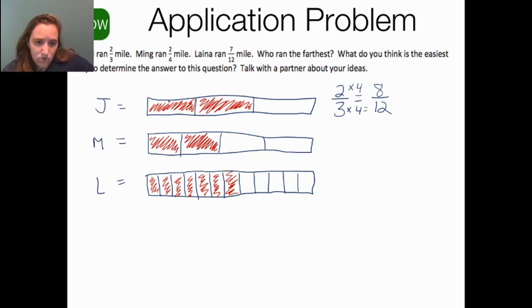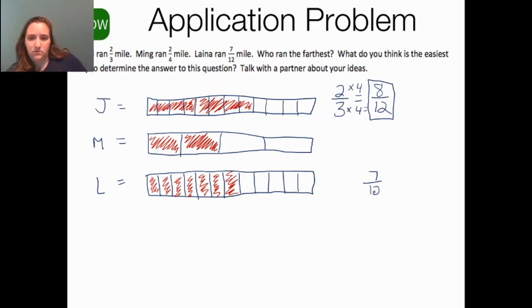Let's see, that's 1, 2, 3, 4. Alright, so now I'm going to do the same thing here. 1, 2, 3, 4. And then 1, 2, 3, 4. So that should give us 1, 2, 3, 4, 5, 6, 7, 8, 9, 10, 11, 12. So we got 8 12ths. Alright? So 8 12ths. And we know that Lena down here is 7 12ths.